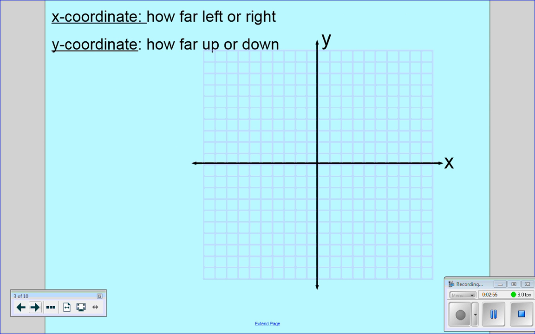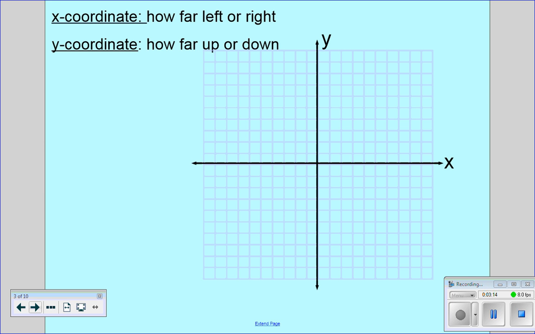All right, so this is where we're going to start creating our coordinate plane. All right, so X coordinate is how far left or right you go. Y coordinate is how far up and down you go. But before we even talk about that, let's make our plane on a piece of paper. So take one of your sheets and let's create it together.